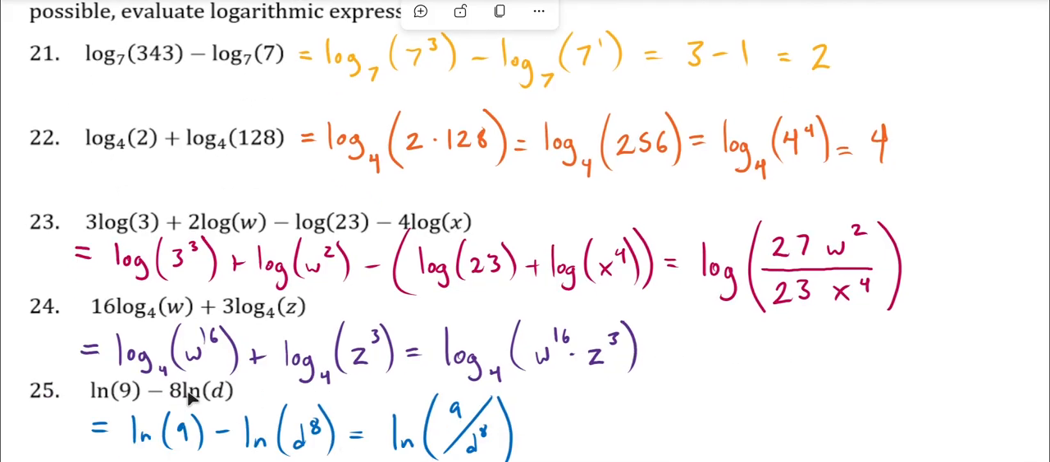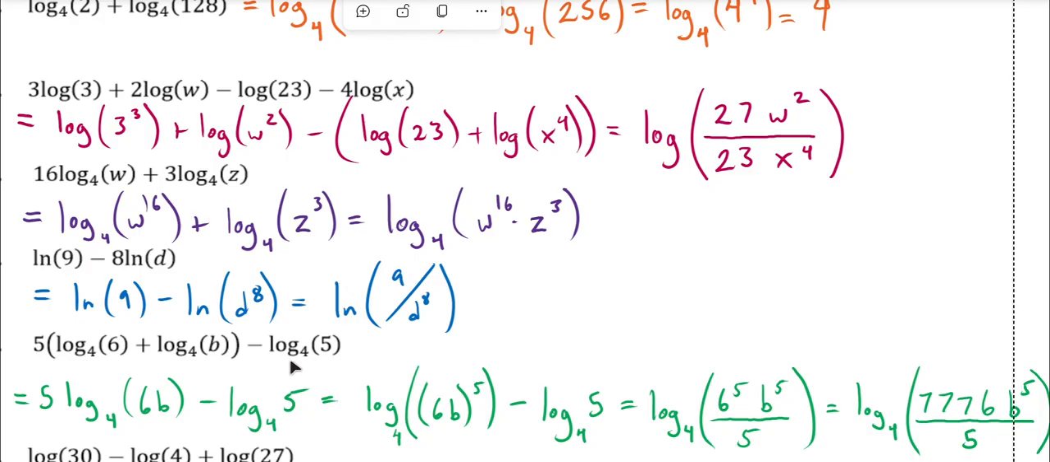Next, let's bring our 8 inside first. That's d to the 8. And we are subtracting this term, which tells me I'm going to be looking at a quotient. So as a single expression, we have natural log of 9 divided by d to the 8th power. All right, let's hit it again.